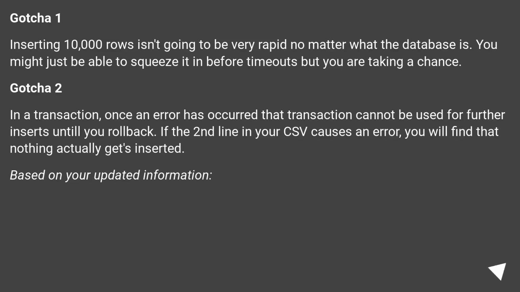Gotcha 1. Inserting 10,000 rows isn't going to be very rapid no matter what the database is. You might just be able to squeeze it in before timeouts, but you are taking a chance. Gotcha 2. In a transaction, once an error has occurred, that transaction cannot be used for further inserts until you roll back. If the second line in your CSV causes an error, you will find that nothing actually gets inserted.